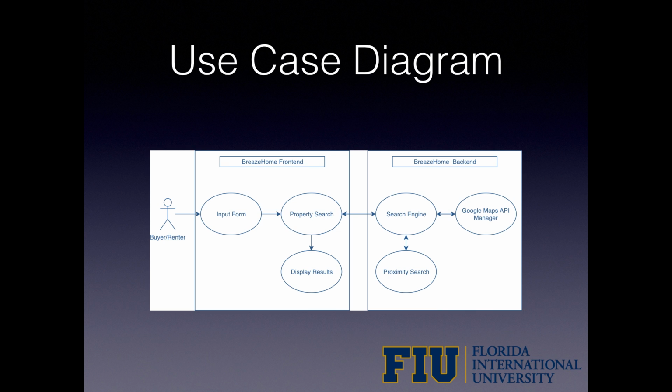So here's the use case diagram. The buyer will enter into the input form. The input form will get a property search. The search engine will talk to Google to get the coordinates. The search engine will then perform a proximity search with the coordinates. Then it goes back and returns the properties nearby, and then it displays those results.